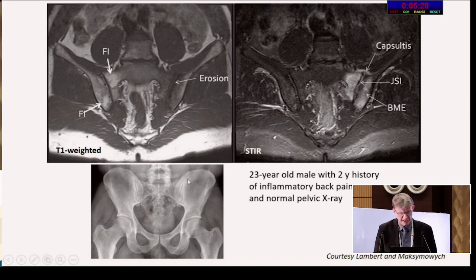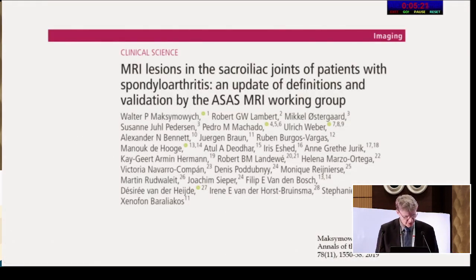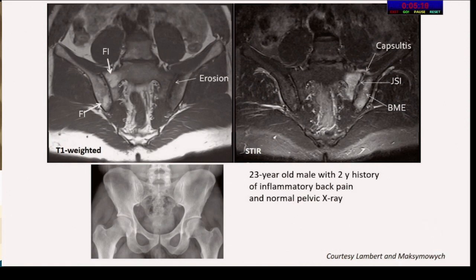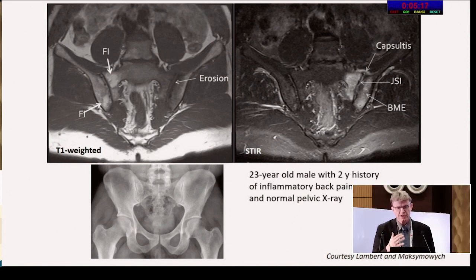And at the same time point in this case, there is only mild sclerosis and definitely not anything that would tell you that you had axial spondyloarthritis. And thereby it shows how much time you gain in the diagnosis of axial SpA by using MRI, and that was what we discussed at length in an MRI workshop 2 days ago.